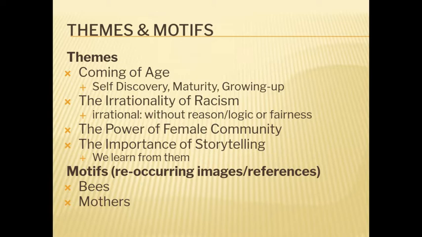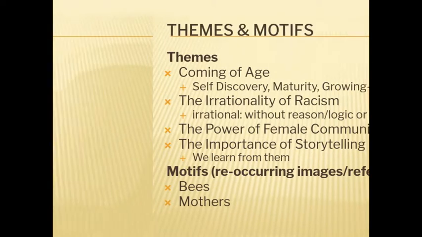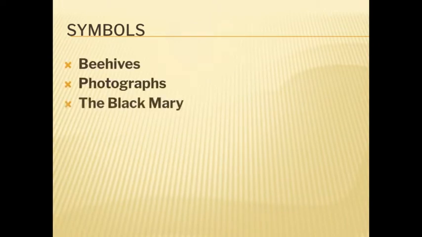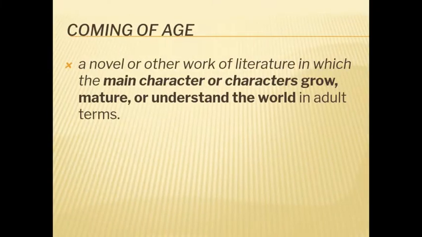And then we have a couple of motifs, and a motif is just a reoccurring image or reference in the novel. One is going to be bees, and the other is going to be mothers. Okay, a couple symbols I want you to be on the lookout for are beehives, photographs, the Black Mary. Ooh, let me go back so you can write.